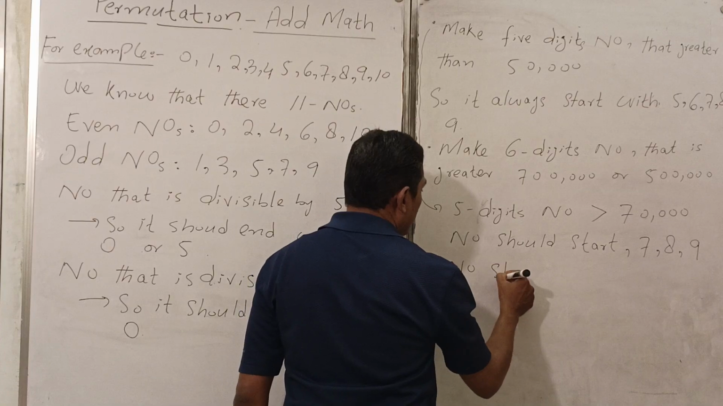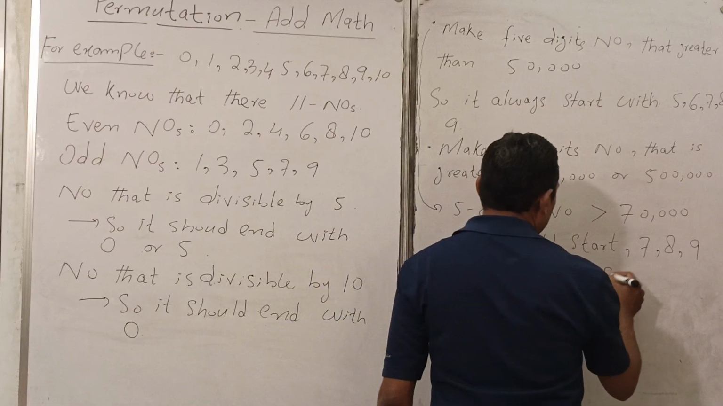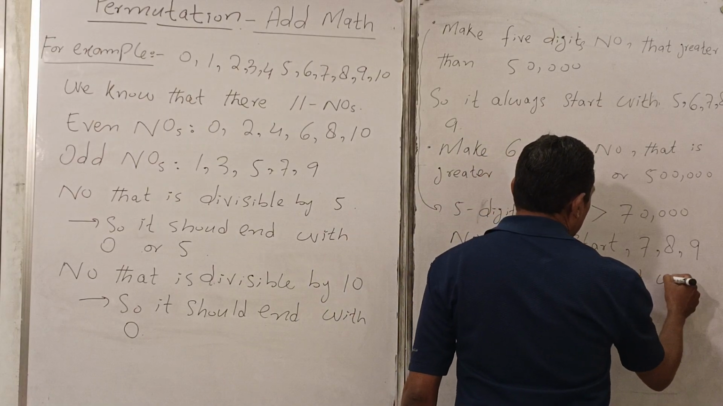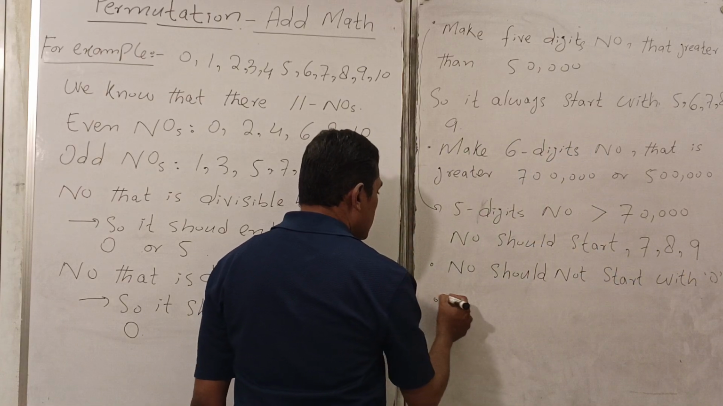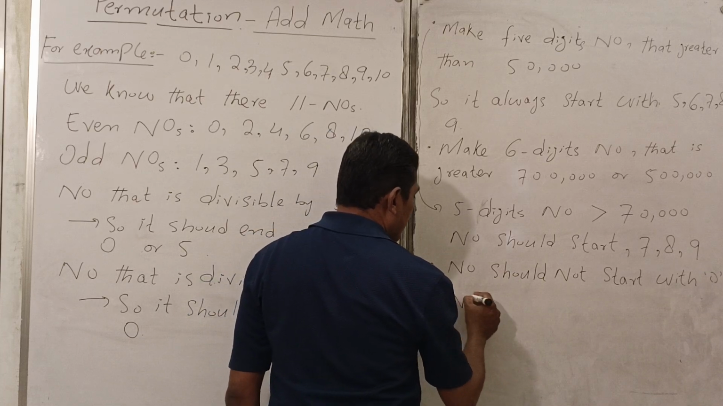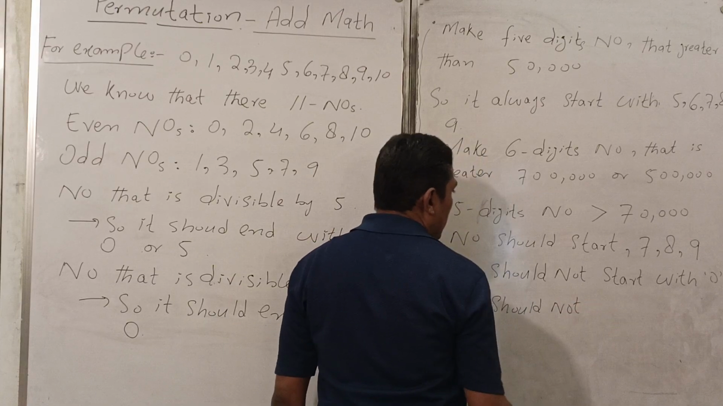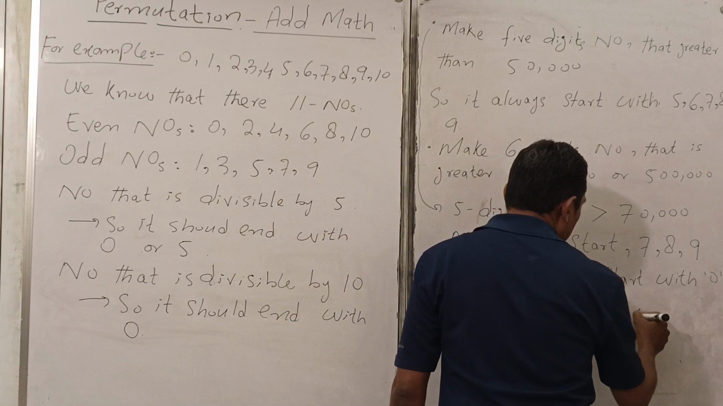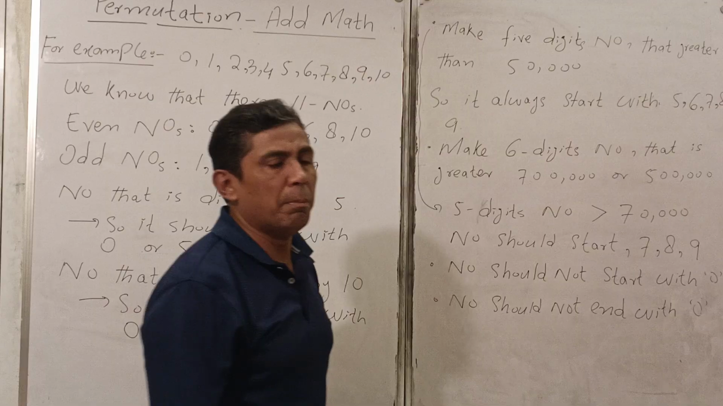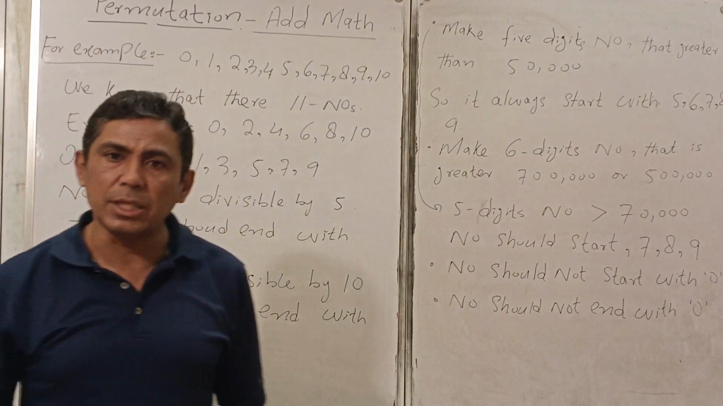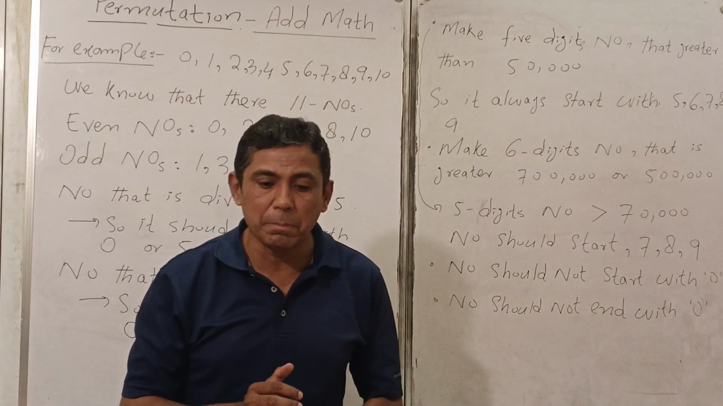Number should not start with 0. Okay. Second, another kind of restriction is number should not end with 0. Number should not end with 0. So these are the multiple kinds of restrictions you may have in your exam paper.